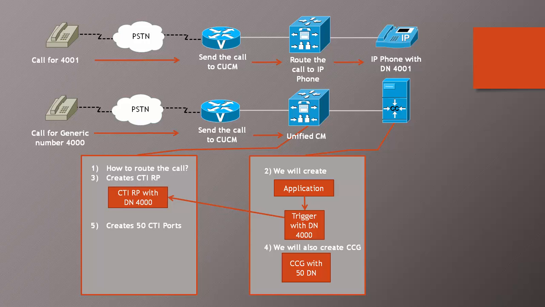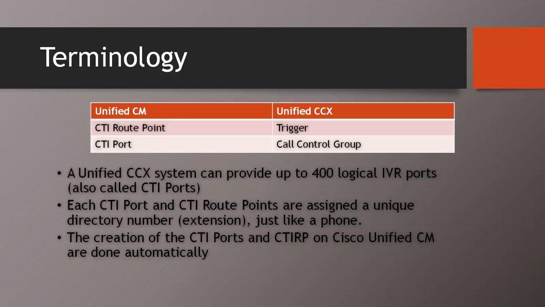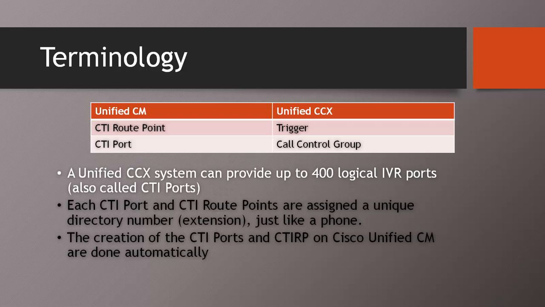Whenever there is a call that needs to be destined for Unified Contact Center Express, it will see what CTI ports are available. For example, if we have 50 CTI ports, that means we can establish a maximum of 50 calls to Unified CCX. Once we create the CCG, it will contact Unified CM and create those 50 CTI ports in Unified CM. So we already discussed what a trigger and a call control group are. When we create the trigger, it creates a CTI route point in Unified CM, and when we create the call control group, it creates the pool of CTI ports in Unified CM.